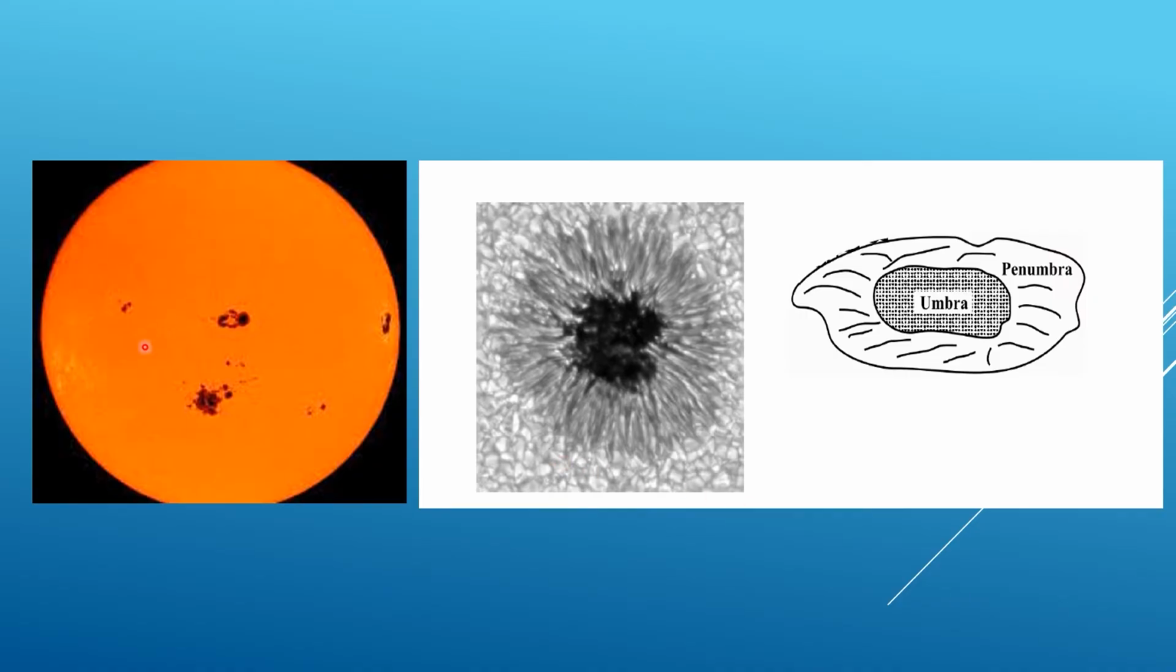This is the figure of sunspots. Here you can see these black spots on the surface of the Sun, and these black spots are known as sunspots. This is the schematic diagram of a sunspot. The central dark region of the sunspot is known as the umbra, and the outer boundary, that is the less dark region at the boundary, is known as the penumbra. This is the diagram of a sunspot.